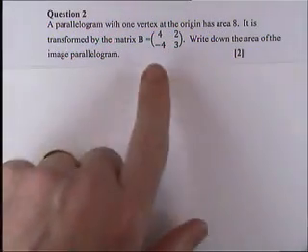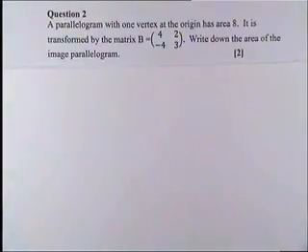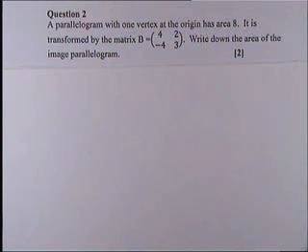Okay, so we have a parallelogram with one vertex at the origin, and it has an area of 8. It is transformed by this matrix. Write down the area of the image parallelogram. This is a bit of a gift of a question. Now we should know that the area scale factor is equal to the determinant of the transformation matrix that you're mapping onto the object to get the image.